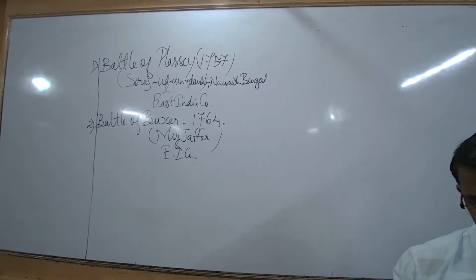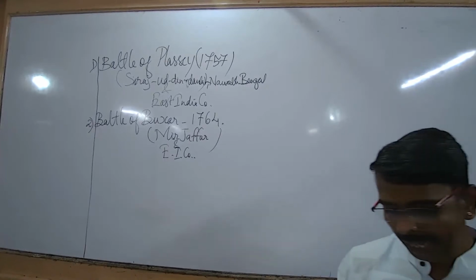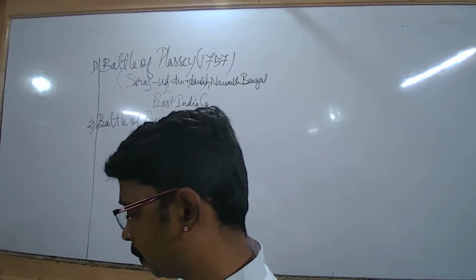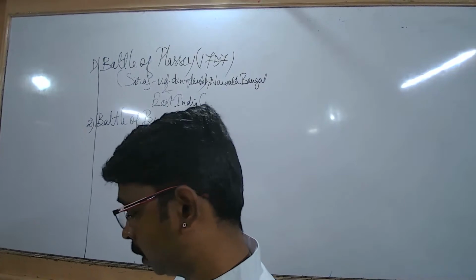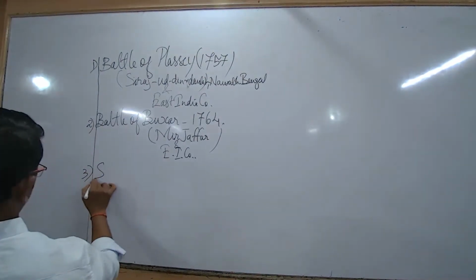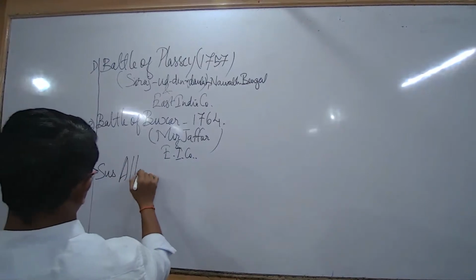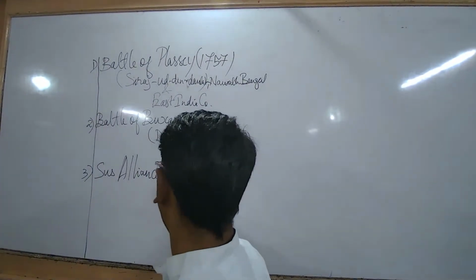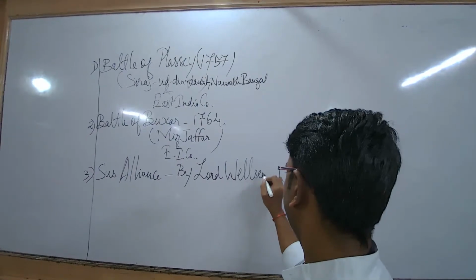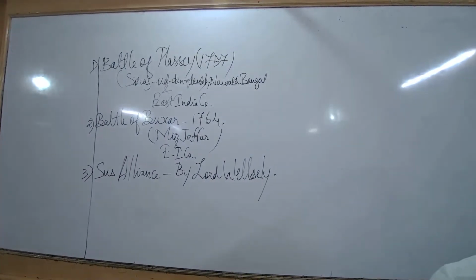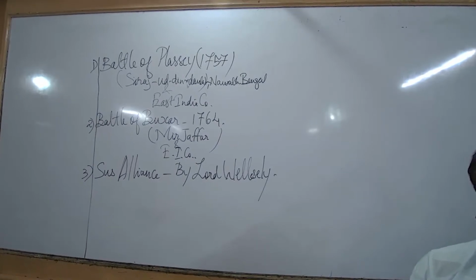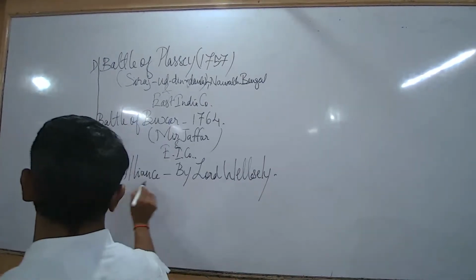Next, Subsidiary Alliance, by Lord Wellesley. But they have not given the years. I'll check the exact years and tell you because it is not there in your book. 1856.